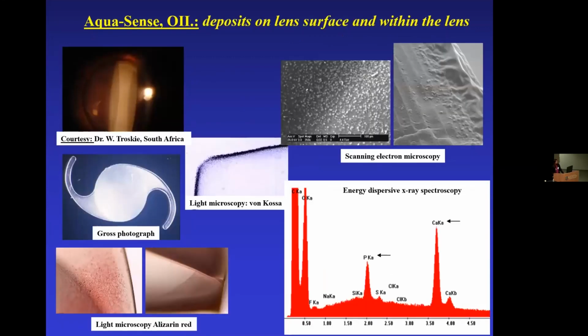With the AquaSense, the degree of opacification was totally amazing. There are calcified deposits on the surface, subsurface, within the substance of the lenses. And again, the degree of opacification was quite impressive. And here you have the confirmation that the deposits contain calcium and phosphorus.